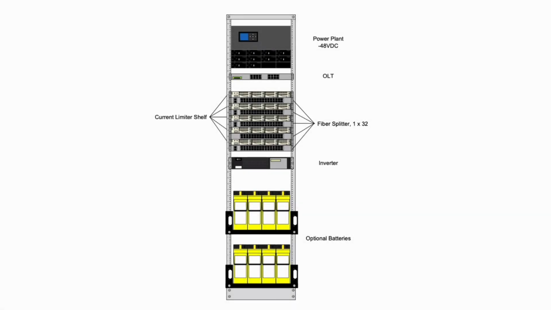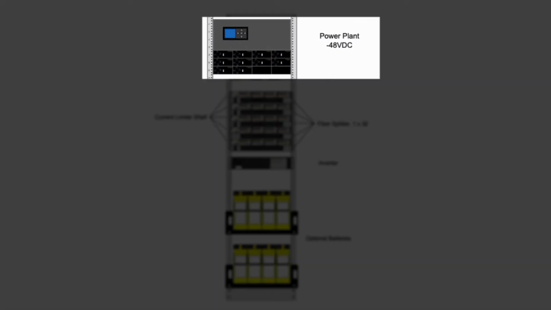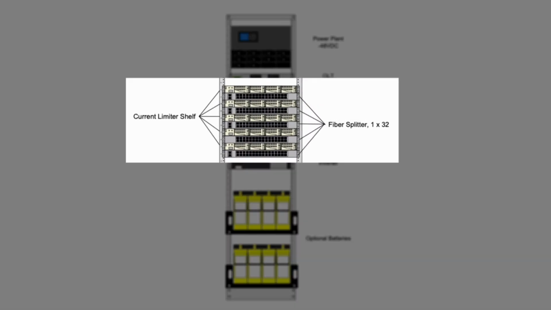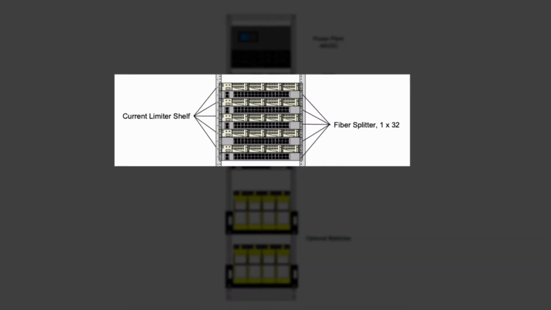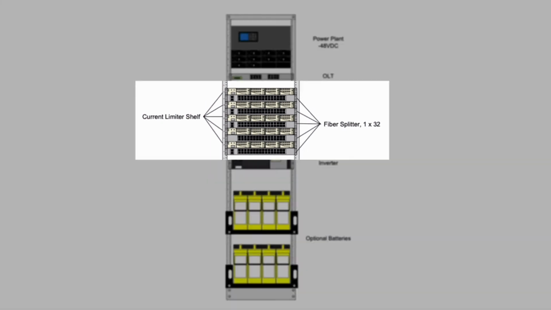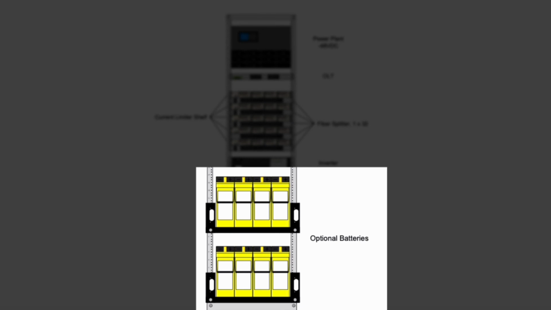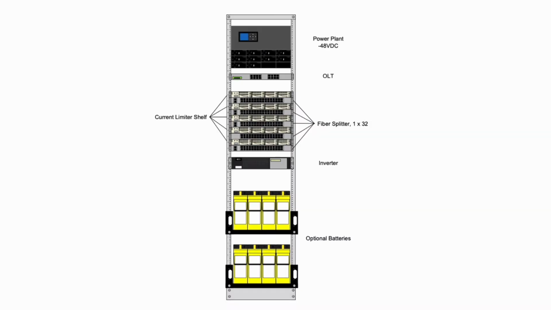Putting it all together, the rack looks something like this. The power plant on top, the optical line terminal, the current limiter, Power Express shelves and fiber splitters, the inverter, and optional battery shelves if you wish to put a couple of the 7 required shelves here to help with floor loading.